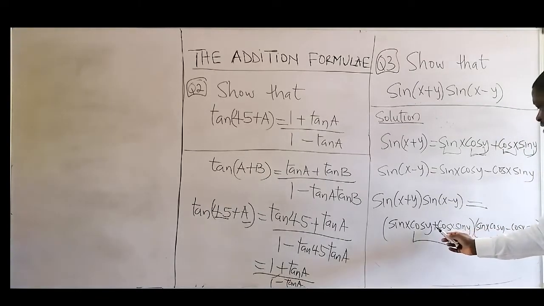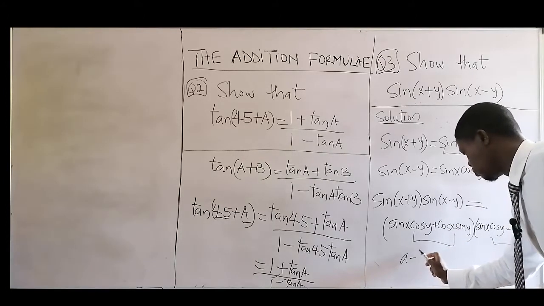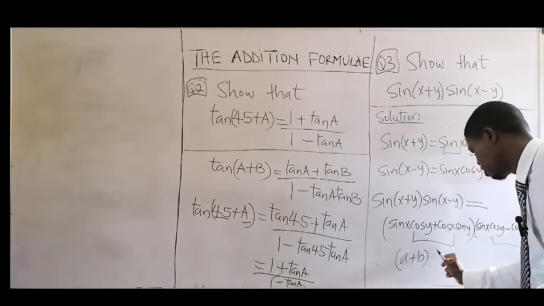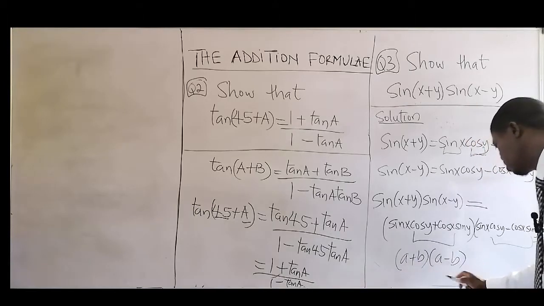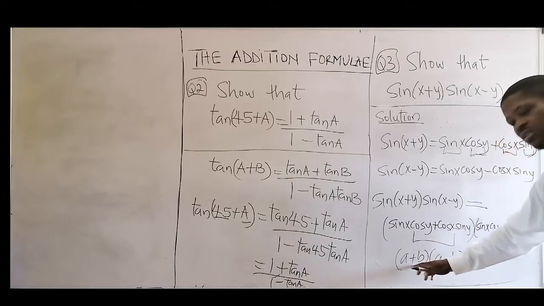Just that you're having alternating sign. This is plus, this is minus. You're having alternating sign. Okay, just like you have (a minus b) or (a plus b) into bracket (a minus b). It's a difference of two squares. You have the same expression with opposing sign.